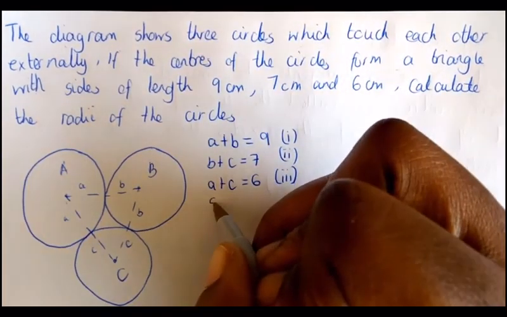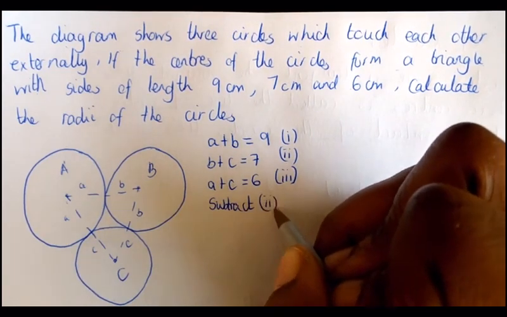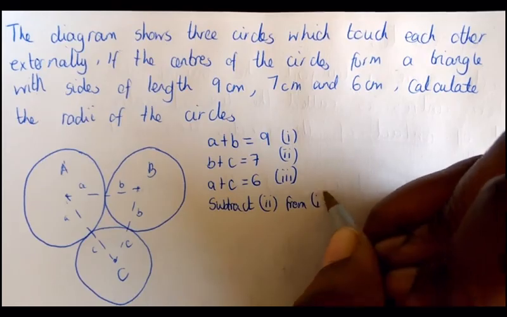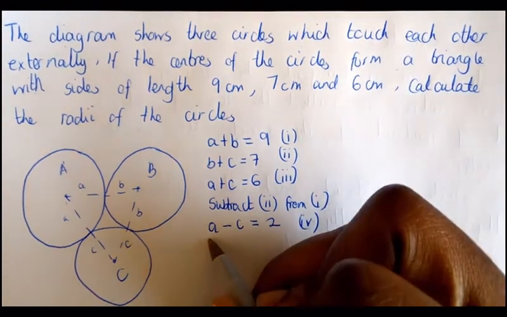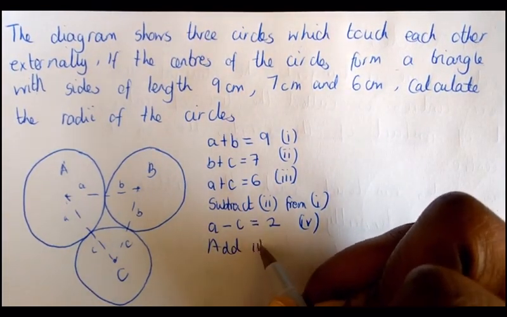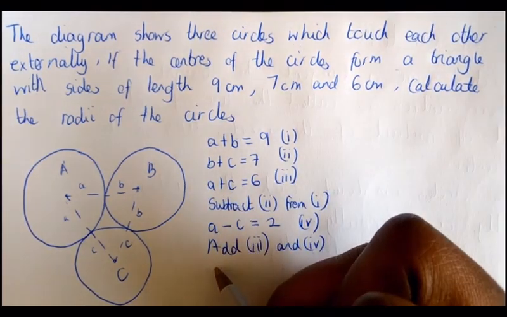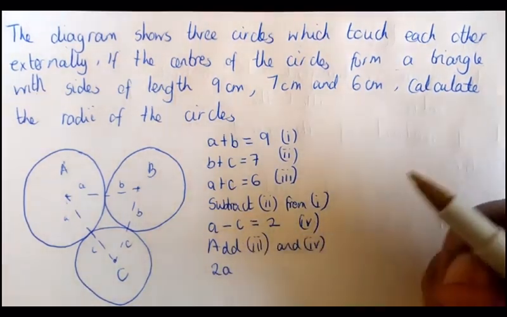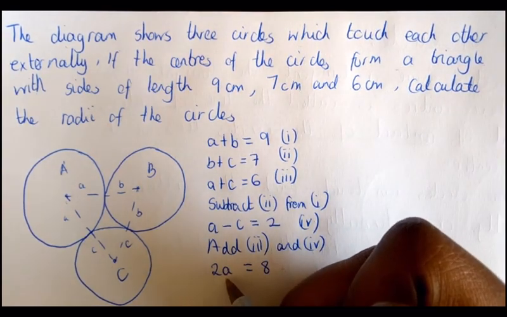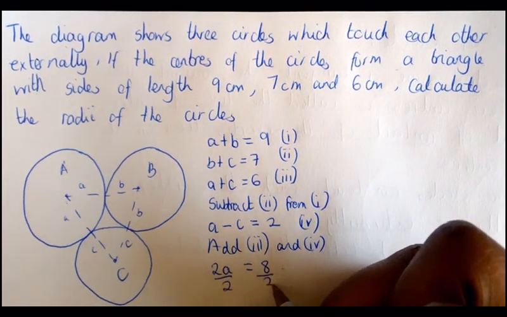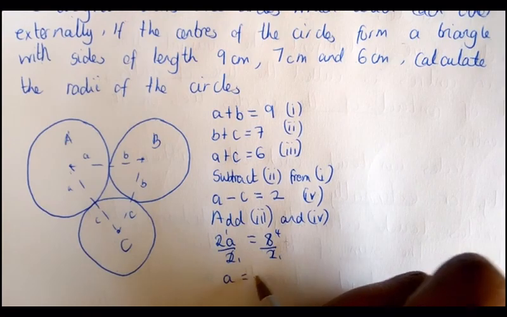Then next, we subtract equation 2 from equation 1. Now this will be equation 4. Then the next step, we add equation 3 and equation 4. A plus A is 2A, C minus C is 0, right? Is equal to 6 plus 2 is 8. So we then divide by 2 both sides like this. So A is equal to 4.